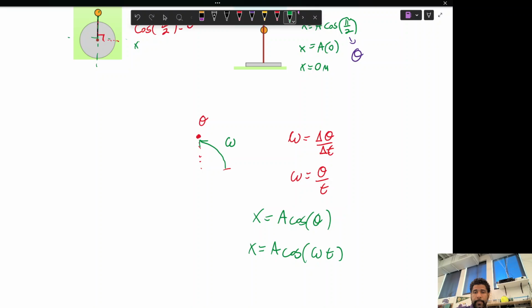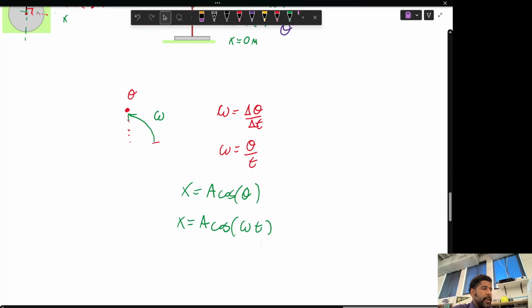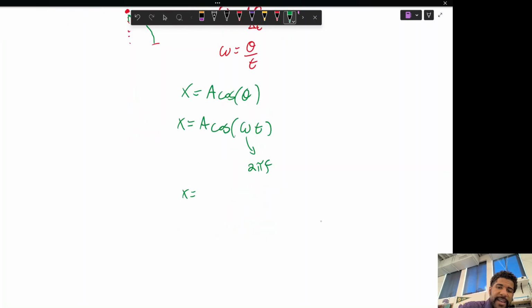Now, for a mass on a spring, this will get you most places. However, if we take a look at our formula sheet, we see something. We can see that this is actually seen as 2 pi f. What we see on our formula sheet is equal to this: x is equal to A cosine of theta, 2 pi times the frequency times time.